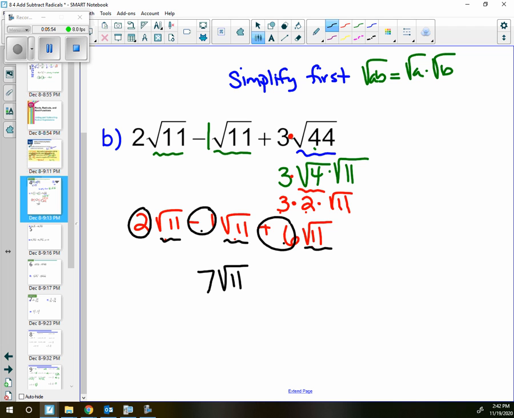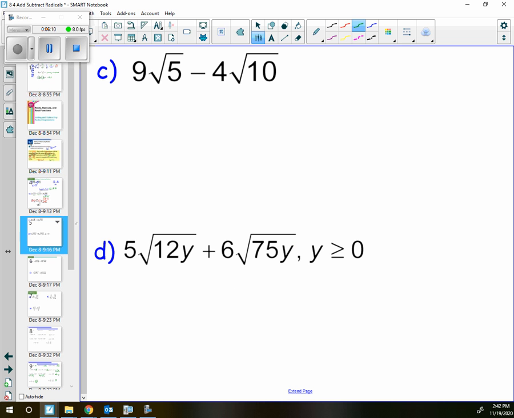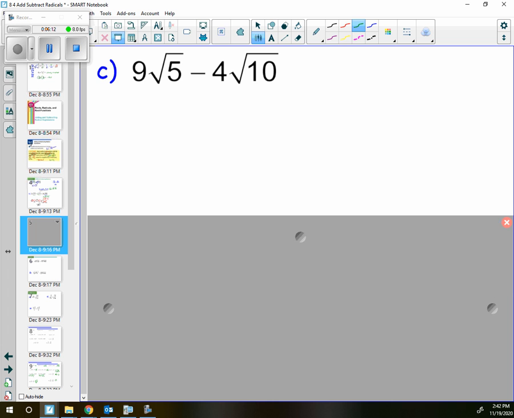So the key thing here is always simplify first. See if you can break things down so you can put them together. So that's a really big idea for when we deal with doing operations with radicals like adding and subtracting. We have to make sure we simplify them first. The harder the radical, the more work we might have to do to take care of that. All right, let's take a look at the next one here.